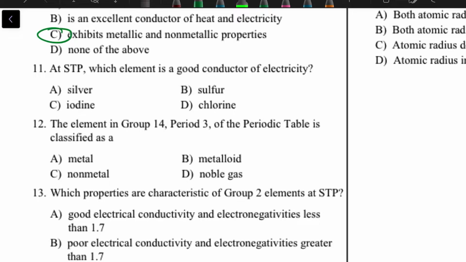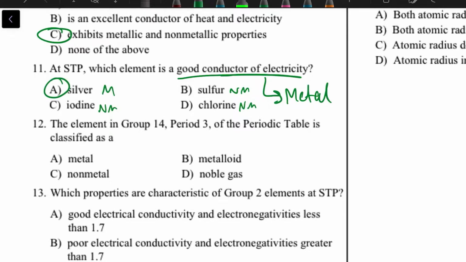Number 11, at STP, which element is a good conductor of electricity? This is a property of a metal. So you have to figure out which one of these is a metal. All of these are non-metals. This is your only metal. Again, sometimes they'll give you the element name, but silver is Ag, iodine is I, sulfur is S, chlorine is Cl. So if you forget which is which, you can easily check Table S for that.